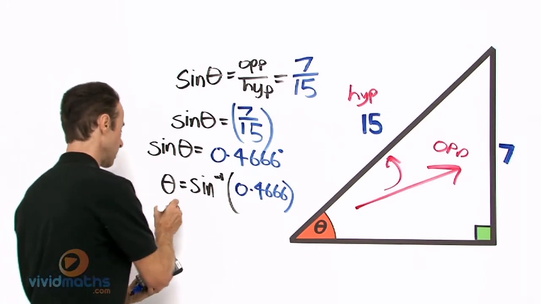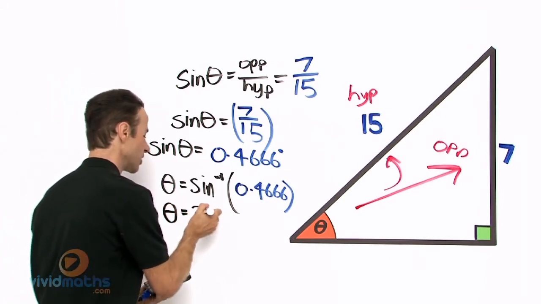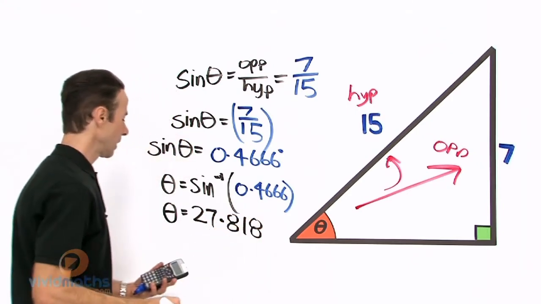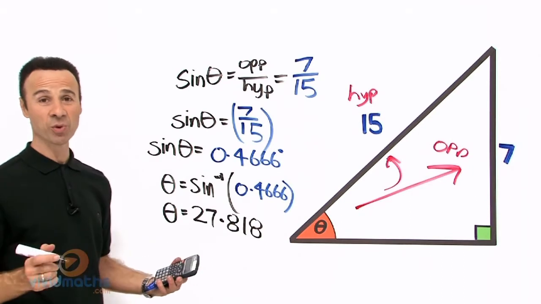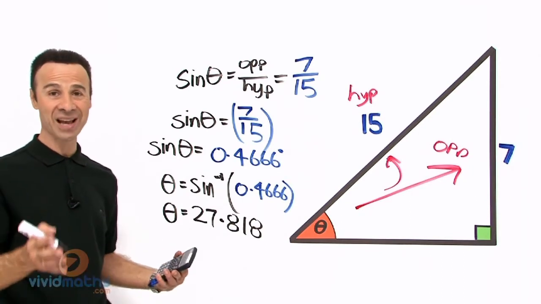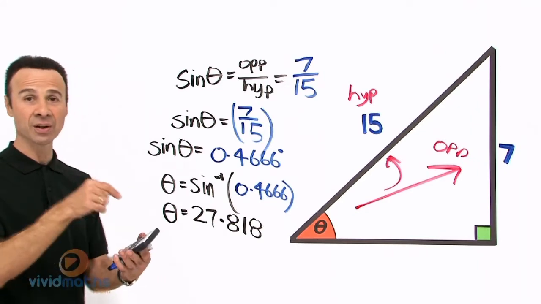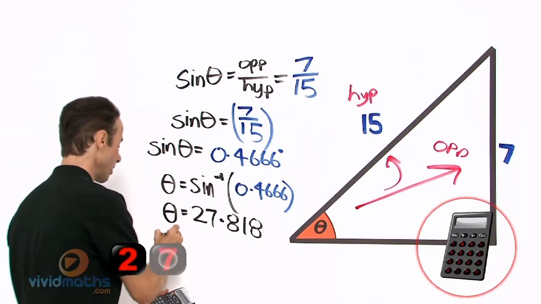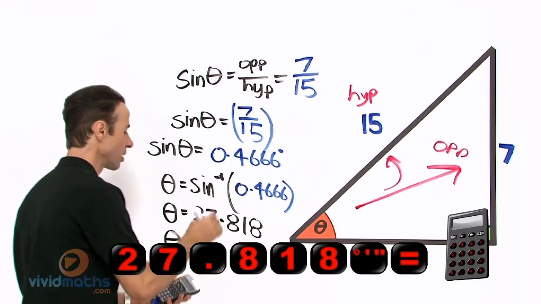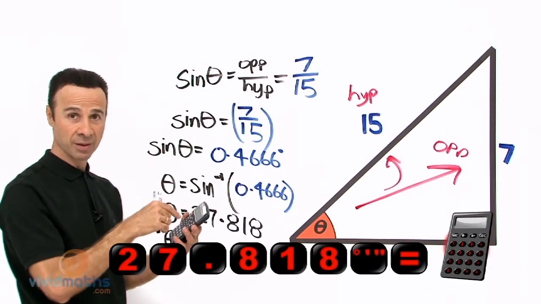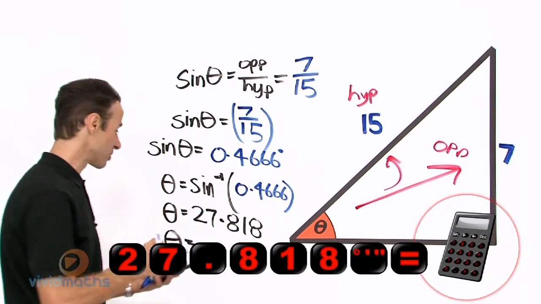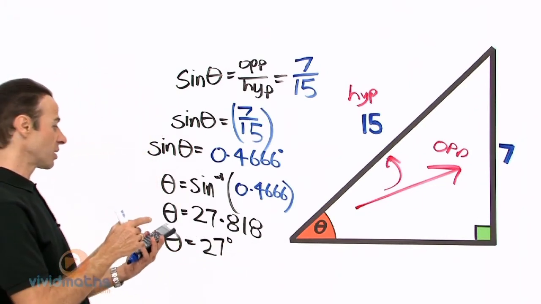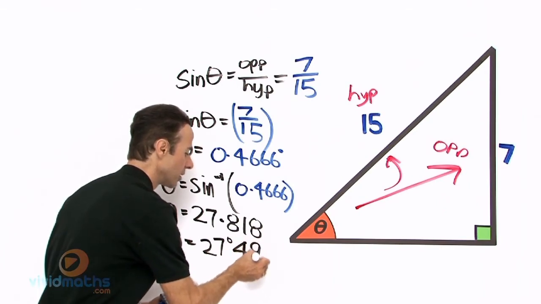So theta equals 27.818, and this is in decimal form. We're going to change it into degrees and minutes as asked in the question. The way to do that is second function DMS, or second function degrees, minutes, seconds. There's a button there on your calculator. So depending on your calculator, you go theta equals, second function DMS, and then press equals. And your answer will be turned into 27 degrees and 49 minutes.